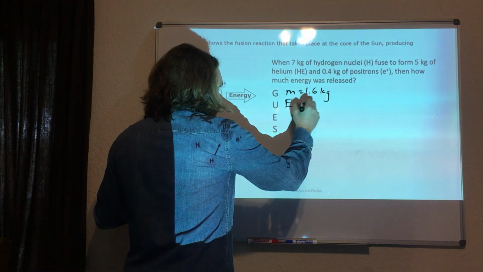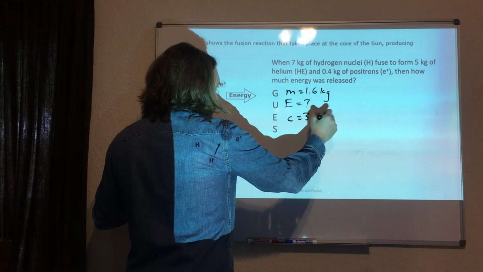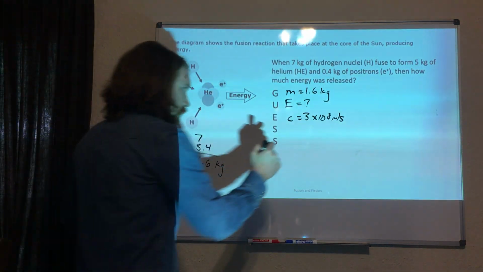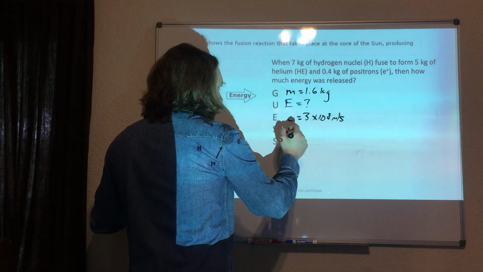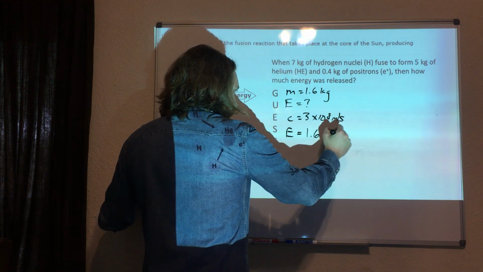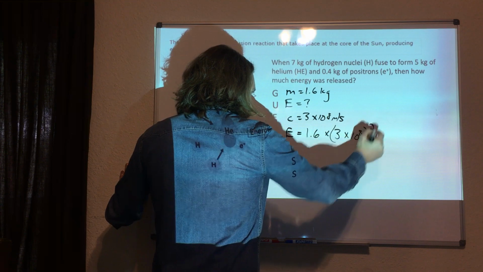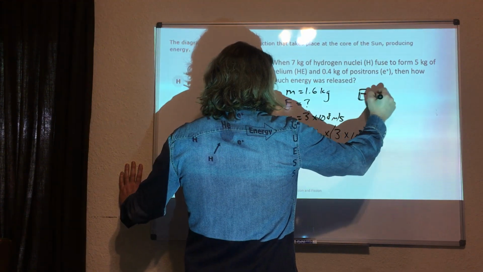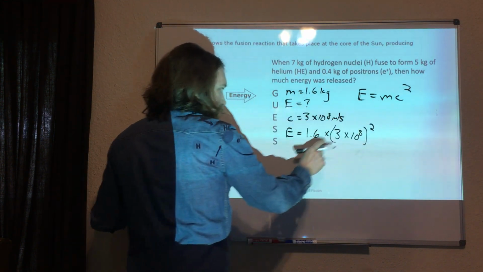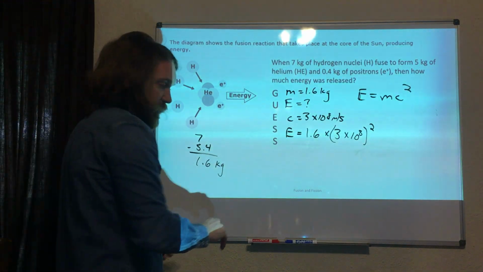We're looking for how much energy there is, and we know c, again, is the speed of light, which is 3 times 10 to the 8th meters per second. So, plug our numbers in. This gives us E equals our mass, 1.6, times c squared, right? E equals mc squared. Our E is I don't know, our m is 1.6, and our c squared is 3 times 10 to the 8th squared, all right?